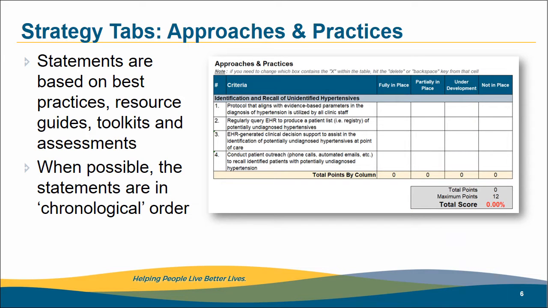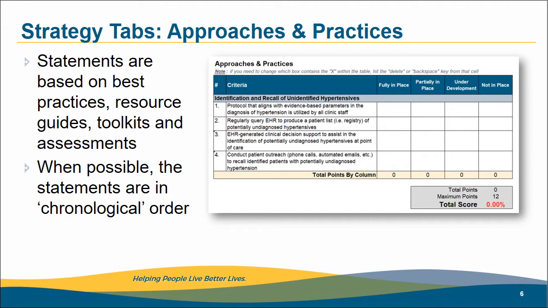As mentioned, typically the first section that you'll see within the strategy-specific tab will be for the approaches and practices. That's where we're asking your organization to reflect on what they currently have in place in terms of policies, practices, and procedures. In that section, you'll see a series of statements or criteria specific to that strategy. Those statements were developed by the Chronic Disease Prevention and Control Program based on best practices, resource guides, evidence-based guidelines, toolkits, assessments, the whole gamut.